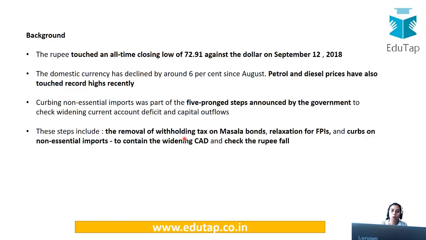That is the removal of the withholding tax on the masala bonds. We have learnt about masala bonds in a previous video, just in the previous lecture. Now they are presently listed in the London Stock Exchange, and now they are going to be listed in NSE also. So first of all, they had to withhold this tax on masala bonds. Then FPIs, that is portfolio investments, were to be relaxed, and curbs on the non-essential imports. The non-essential imports, I have mentioned in the previous slide, are like air conditioners or other things. You can just go through them once. So just keep this background in mind, that why is this step being taken, and read about this current account deficit also.